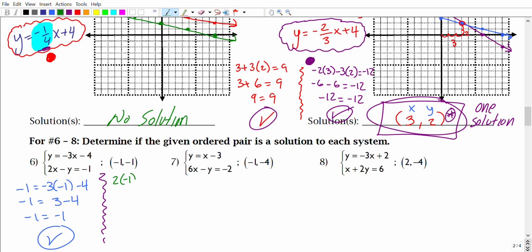Let's try the second equation. I get 2 times -1 minus a -1 equals a -1. So 2 times -1, that's -2. The opposite of a -1 is a positive 1. Whoops, almost messed that up again. So -2 plus a positive 1 equals -1. So what is -2 plus 1? That's just a -1. So do I have a true statement yet again? Yes, I do. Okay, so it's up to you guys now to try out number 7 and number 8. See what you get.